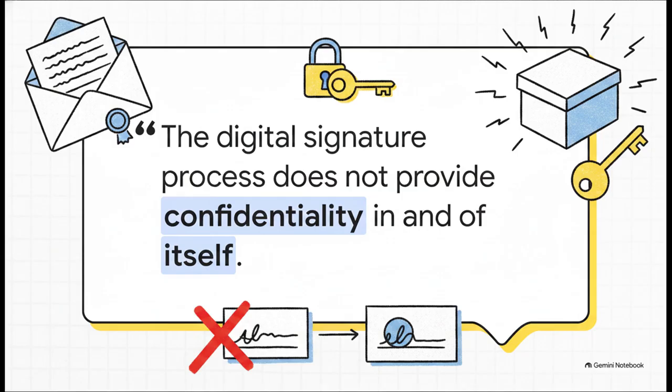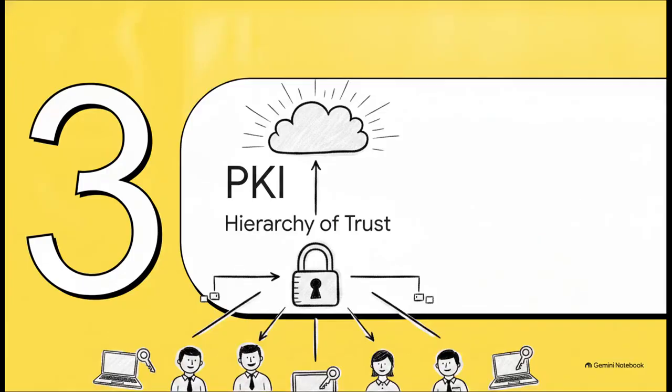If you want confidentiality alongside your integrity and non-repudiation, you have to add a completely separate step of encrypting the entire package with the recipient's public key. Basically, never assume a signature provides secrecy. Section 3. Public Key Infrastructure, the Hierarchy of Trust.